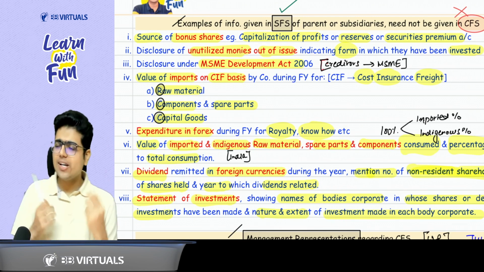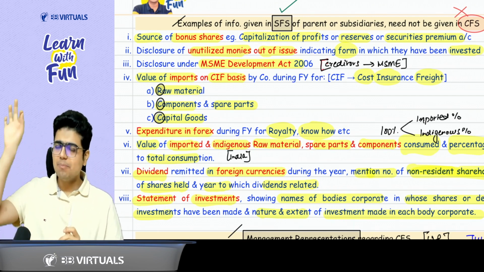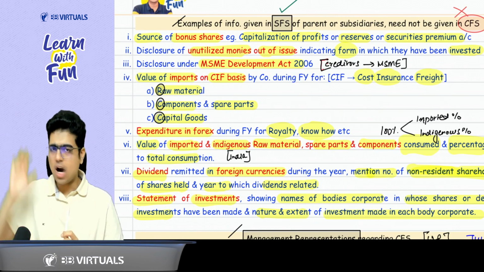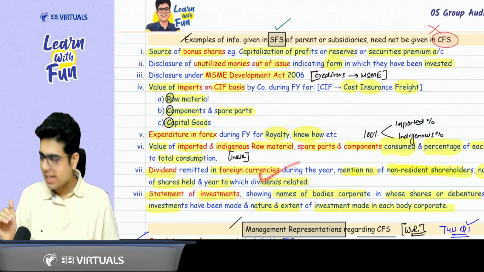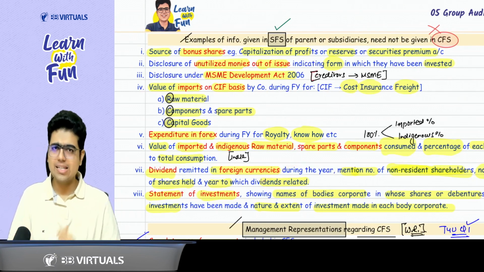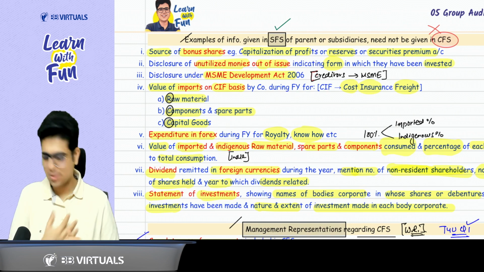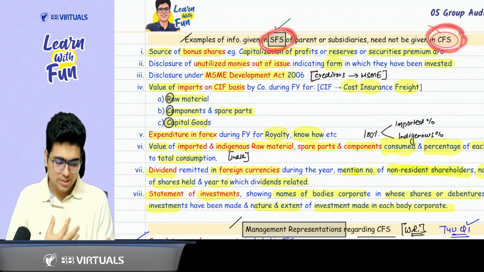Then, sir, whatever dividend you sent outside to the foreign countries, mention the number of non-resident shareholders, how many shares they hold, and the year to which the dividend relates. And lastly, whatever investments you have made in other companies, you need to give the details about that. So these are the basic things which are disclosed in the SFS but not disclosed in the CFS.